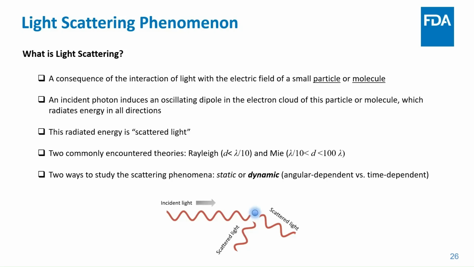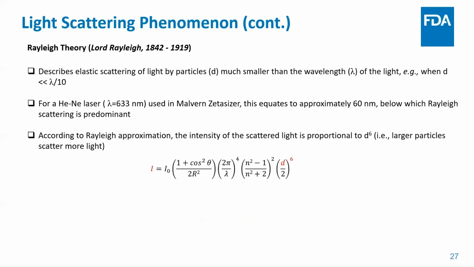So this is what formed the basis for laser diffraction or static light scattering. There are two ways to study the light scattering phenomenon: time dependent, which is dynamic light scattering; and angular dependent, which is static light scattering or laser diffraction. And Rayleigh scattering has to do with the scattering when the particle is smaller than 1/10 of the wavelength. So it typically scatters light in all directions, isotropic.